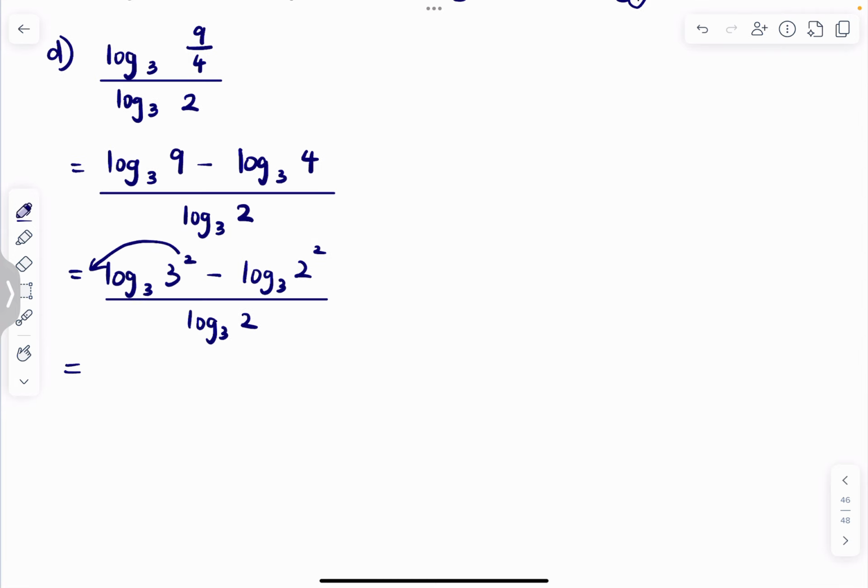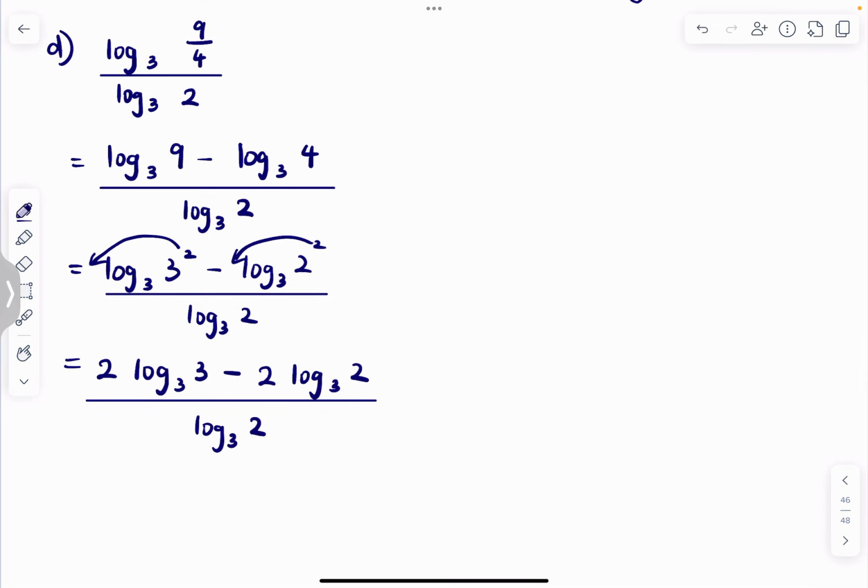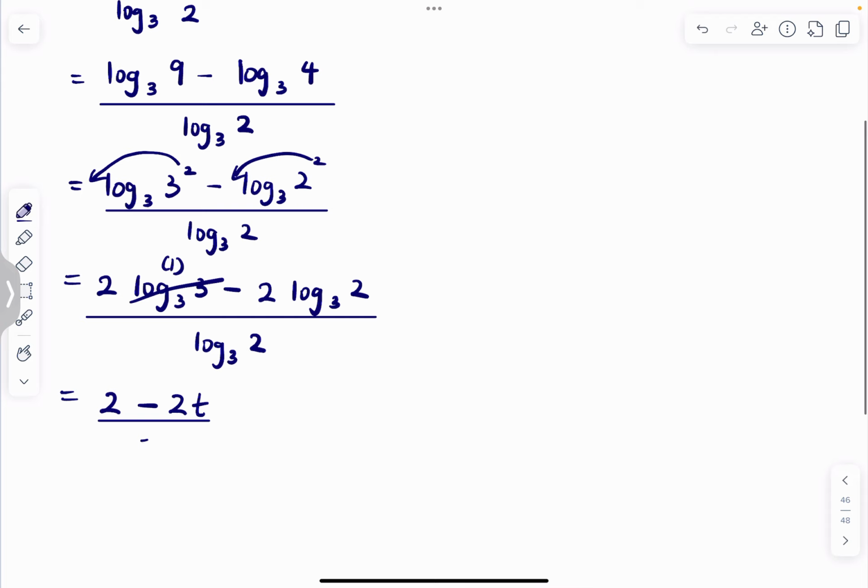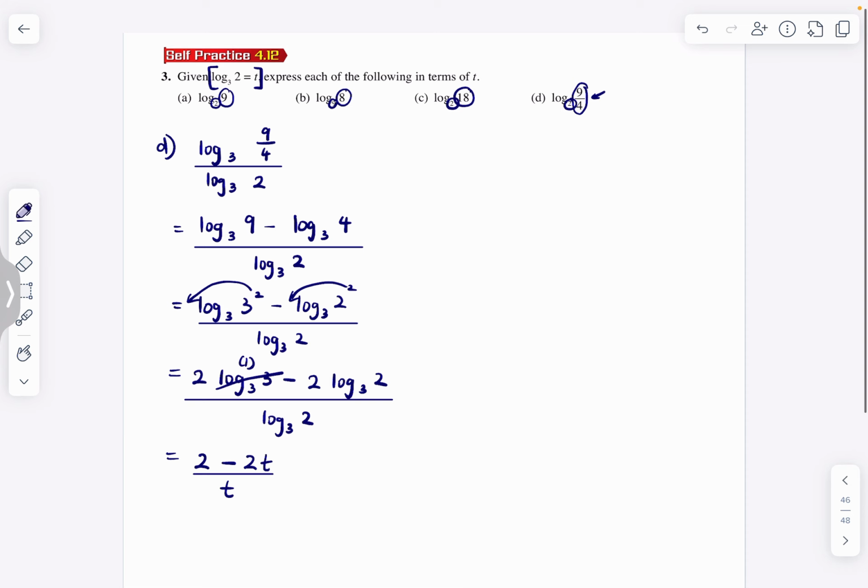The 2s we can bring forward. So 2 log_3 3 minus 2 log_3 2, over log_3 2. Log_3 3 becomes 1, so this is 2 times 1 minus 2 times log_3 2, which is t, over log_3 2 again, which is t. So this will be our final answer. That's it.